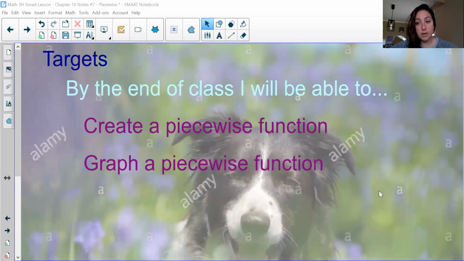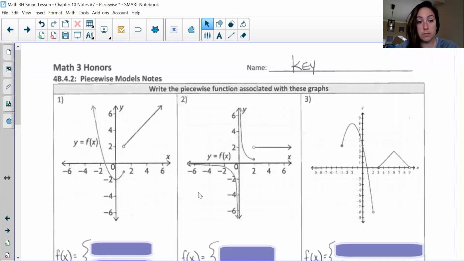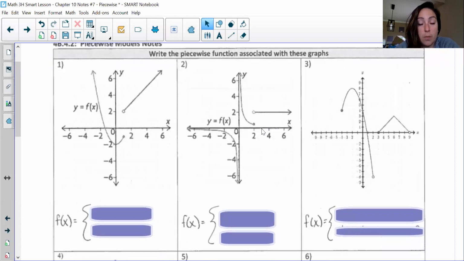All right. So today we are going to be creating a piecewise function and graphing a piecewise function using transformations. Write the piecewise function associated with these graphs. So taking a look at graph number 1, looks like we have a quadratic and a linear, and those two together create the graph of f of x.